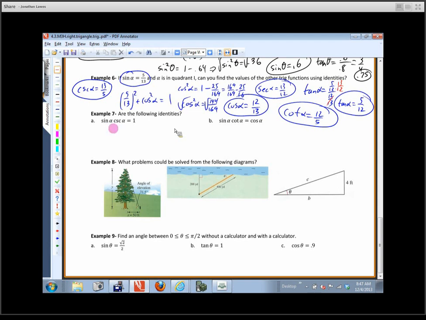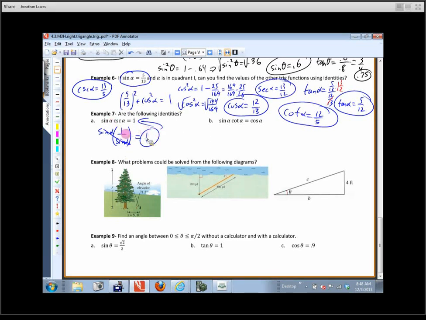Okay, so the question here is, is this a true equation? Does the sine of an angle times the cosecant of an angle equal 1? Well, the way we'd verify this is maybe if we wrote everything in terms of sines and cosines, that would make a little bit more sense. What is the cosecant? It's the reciprocal of the sine, right? What's the sine of alpha times 1 over the sine of alpha?